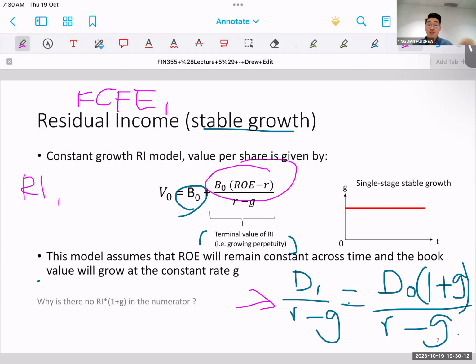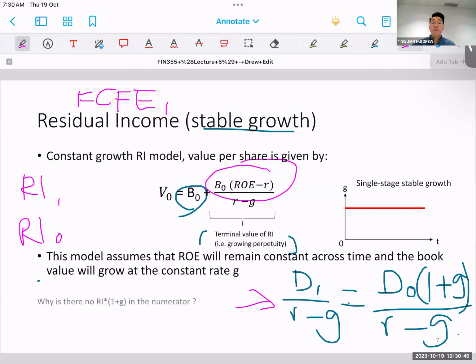It's not your RI0. RI0 is the current. So now you notice. I hope all of you can appreciate this, because sometimes if you do not understand this, you wonder: oh, everything must be multiplied by 1 plus G, so why sometimes do we need to multiply and why sometimes not? But in the residual income valuation model, we are taking B0, the current book value, plus whatever future residual income we are getting.